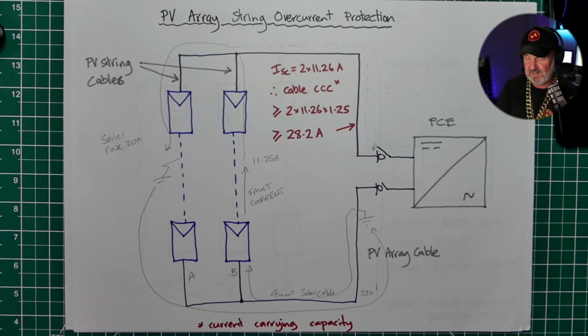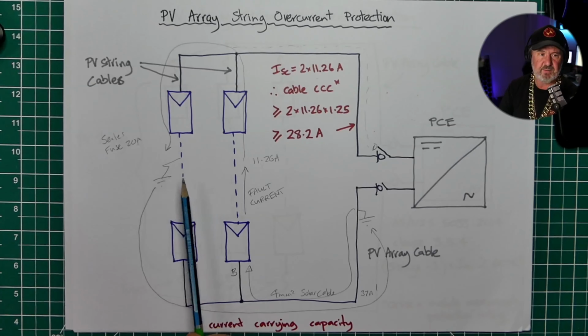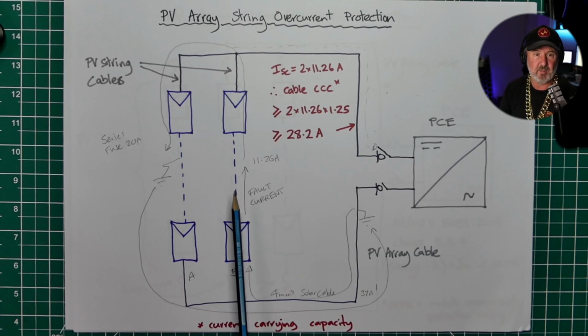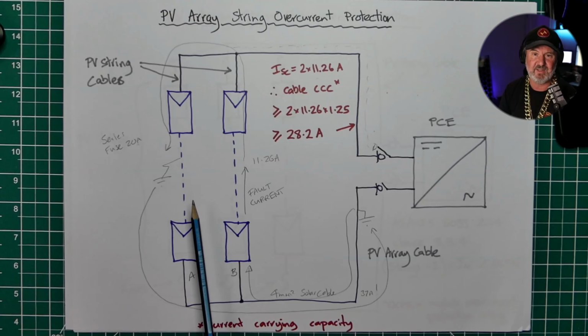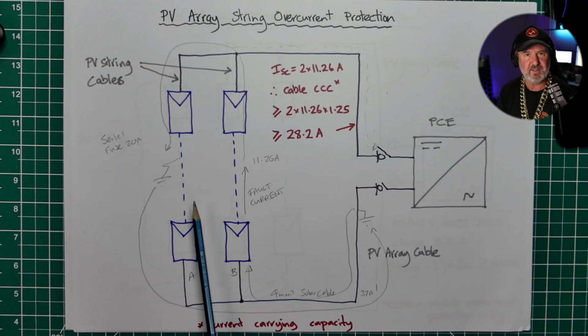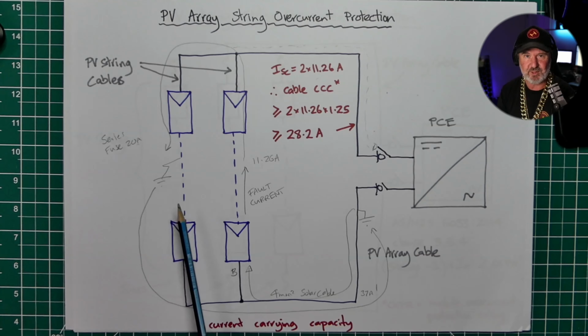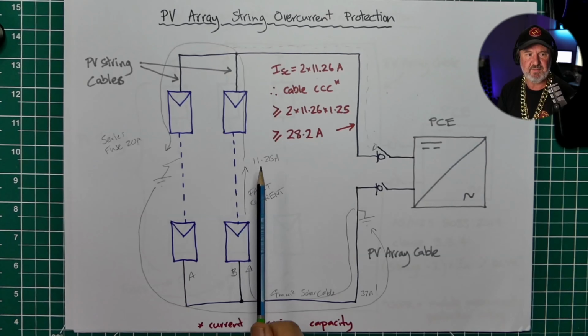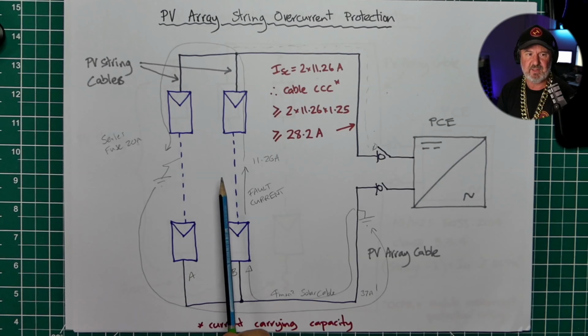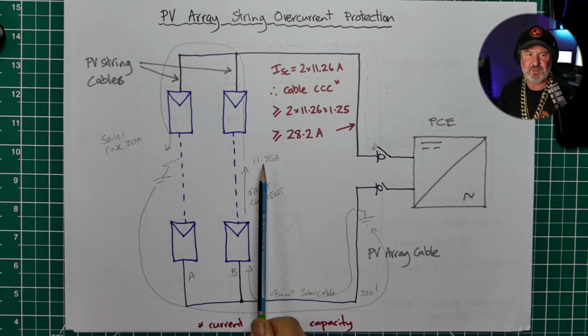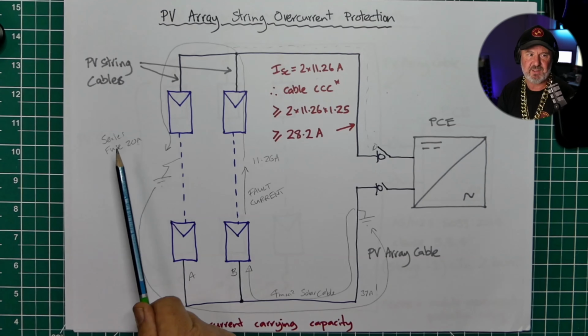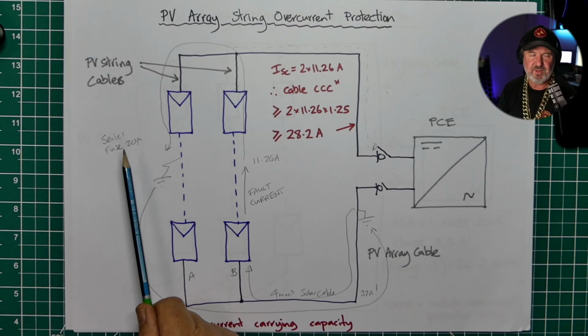So a way of saying this really is the number of strings in parallel minus 1, because the faulty one doesn't contribute to its own demise. So the faulty string doesn't basically work. It's just a load. So the number of strings minus 1, in this case there's 2 strings, minus 1 is 1 string, times the short circuit current of a module must be less than the series fuse rating. If it's more than, that's when we have to introduce some protection.